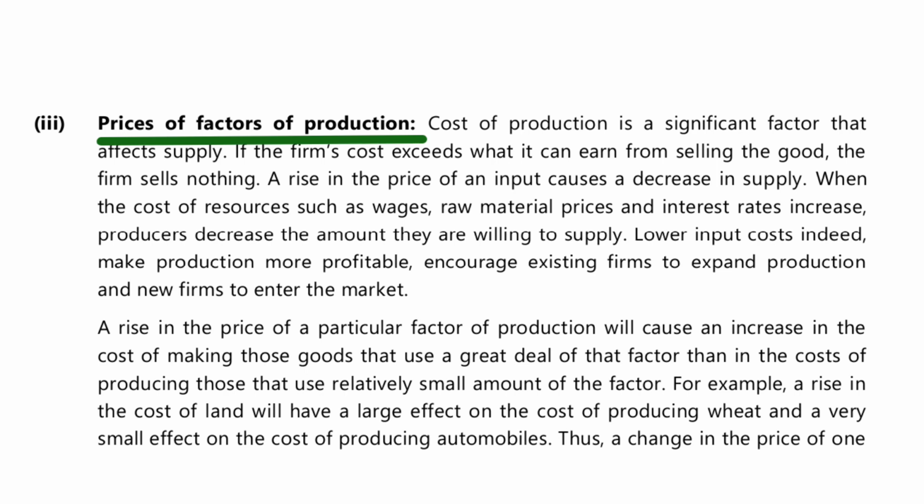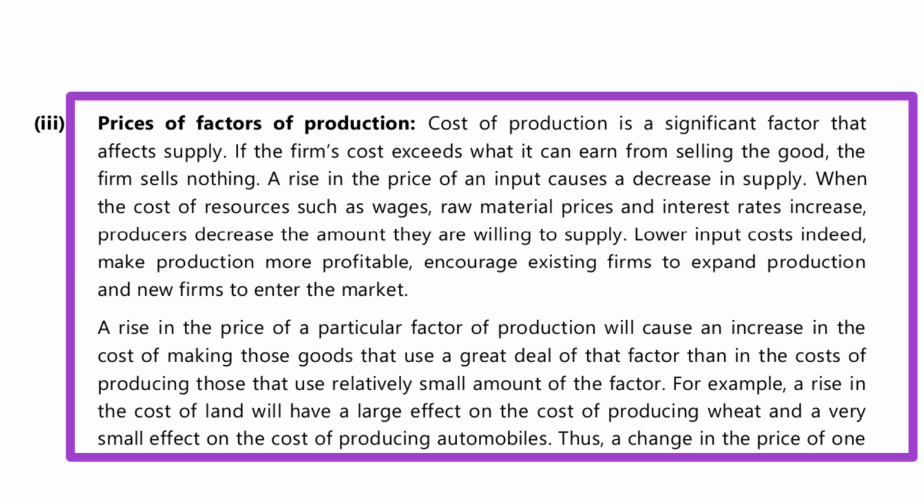Next, the third one is the prices of the factors of production. Any production, as we have already seen, needs wages for the laborer, raw material and the prices paid for it, and the interest rate. So if the input cost is lower, the producer will try to produce in larger quantities and will try to sell more. If the price of a particular factor increases the cost of making the goods, the cost of production will relatively affect the selling price also.